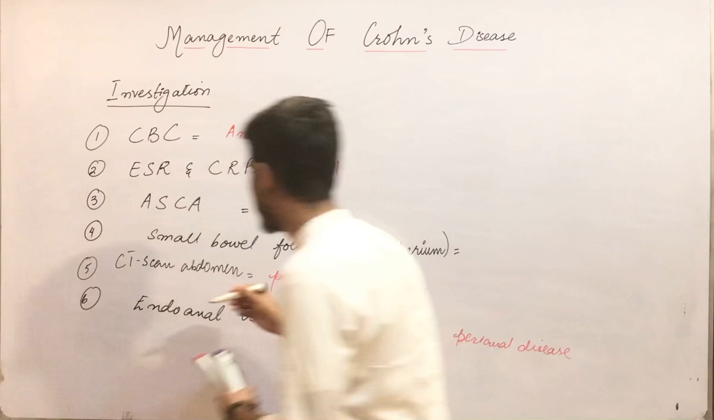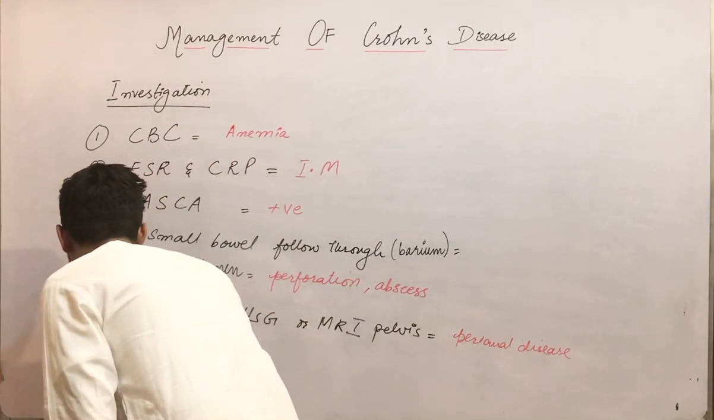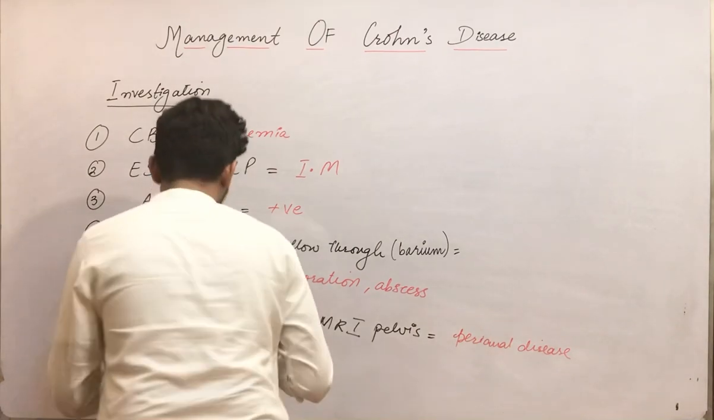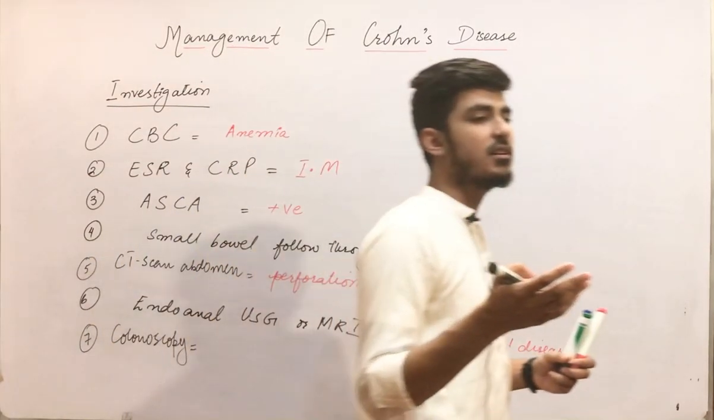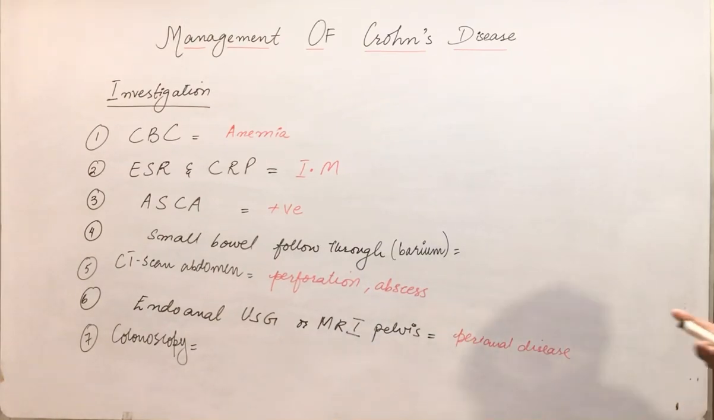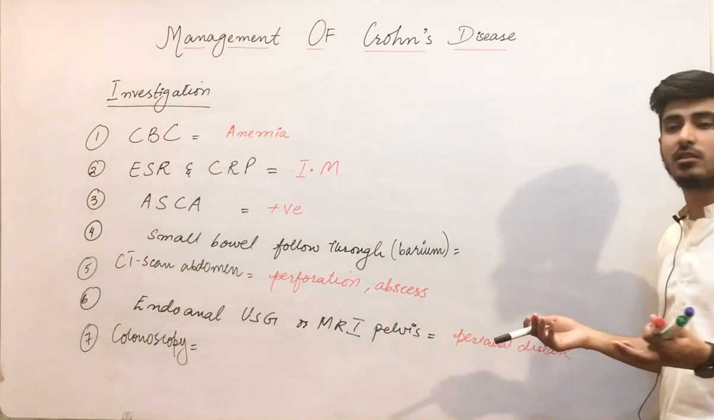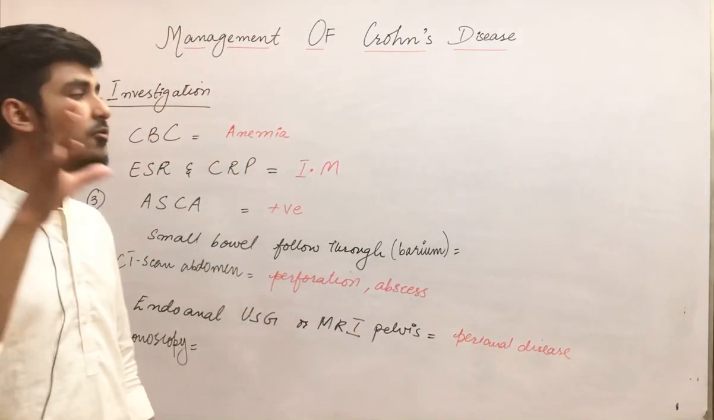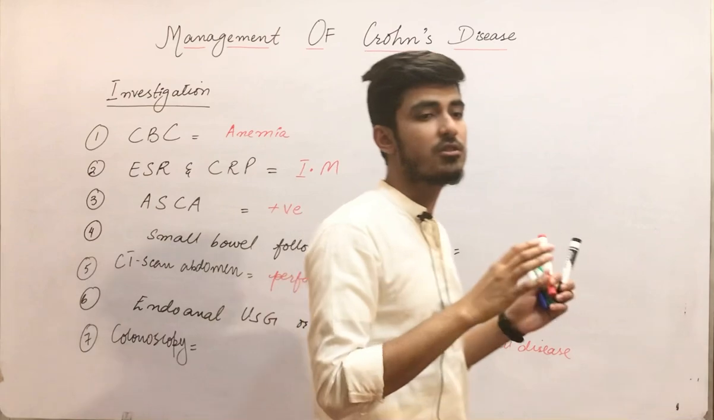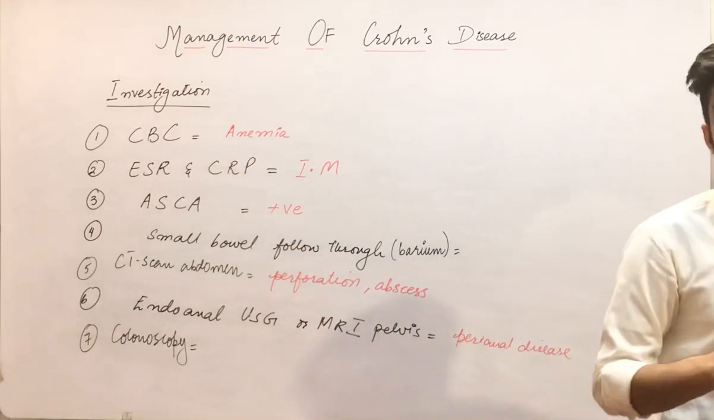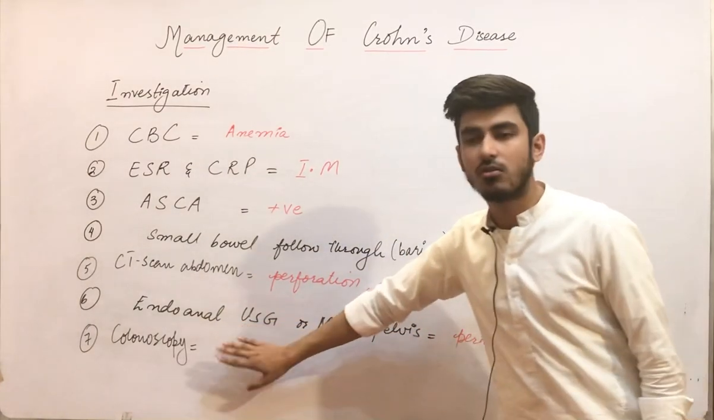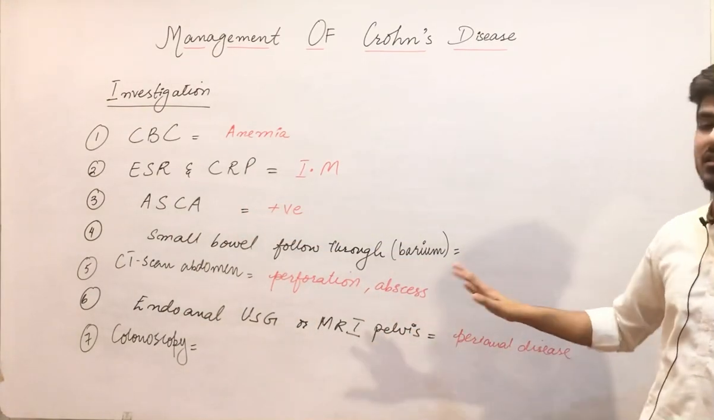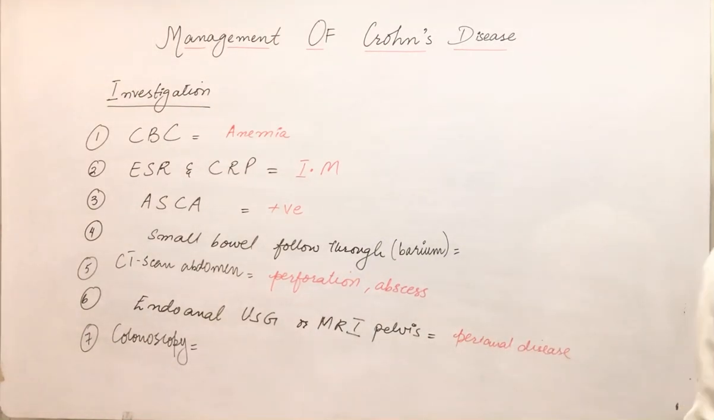Yes, the last one that is also remaining is the colonoscopy. On the colonoscopy, what you will see, basically the deep ulcers can be seen, bleeding can also be seen. Then you can also see the patchy involvement. The patchy involvement is also a very specific feature of Crohn's disease that we have discussed already. So that feature you can find on the colonoscopy. So in order to rule out those features, we will do the colonoscopy. So these are all the investigations that we are going to perform in Crohn's disease.